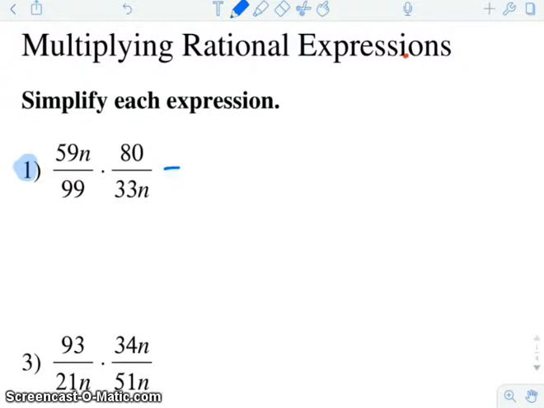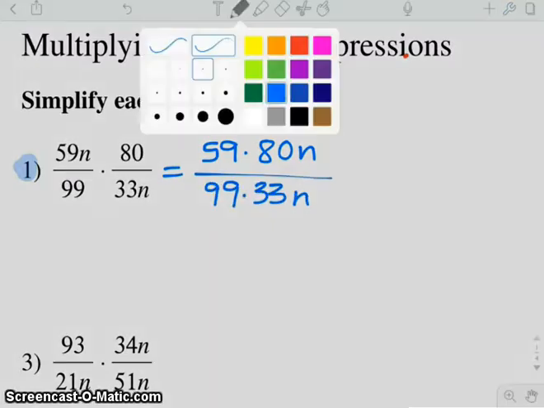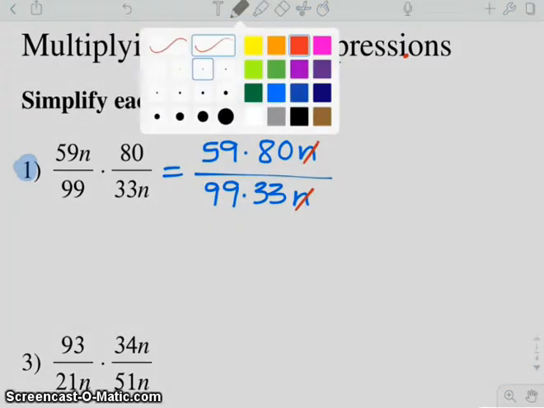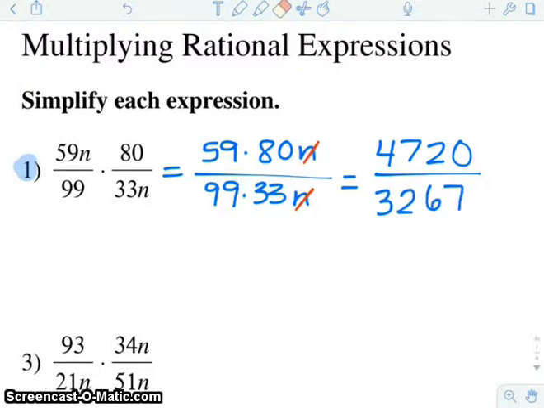So if I look at this, I could multiply across. I could do 59 times 80n all over 99 times 33n. Right away, I'm going to see I can divide the top and bottom by n, and those will go. When I multiply across the top, I see that 50 times 80 gives me 4,720, and I see that 99 times 33 gives me 3,267. I can try to simplify the top and bottom and find factors they have in common, but they don't have any, so this actually ends up being my final answer.